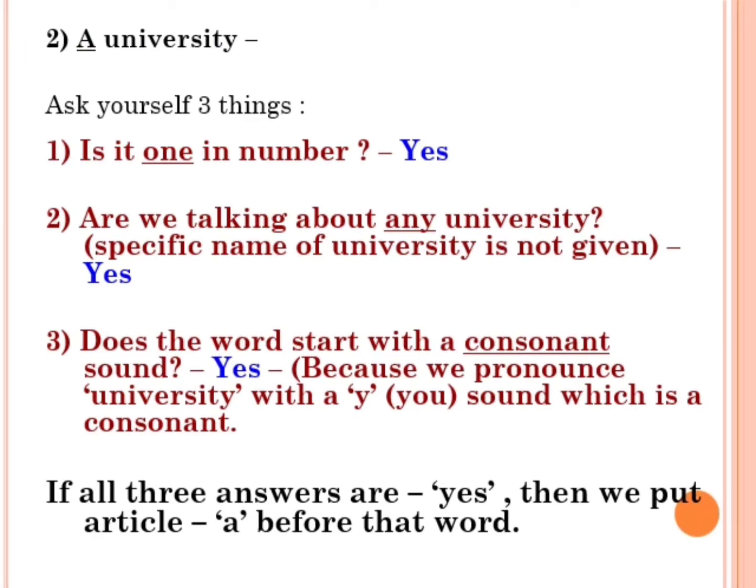Similarly, a university. Now again, you have to ask the same three questions. Number one, is it one in number? That means, is the university only one? Yes. Second, are we talking about any university? Yes, because the name of the university is not given. Third, does it start with a consonant sound? Yes, because it starts with the consonant sound Y. So, if all three questions are answered yes, then we have to put article a here.